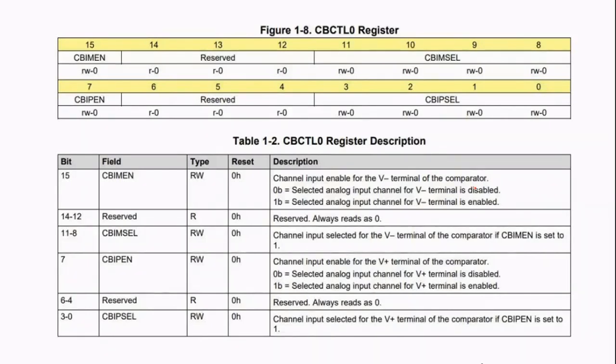So in this way you can control and configure the comparator. There are 4 types of comparator control registers: CBCTL0, that is called comparator control register, CBCTL1, CBCTL2, CBCTL3. In the block diagram, I have seen that so many notations all come with the control registers.